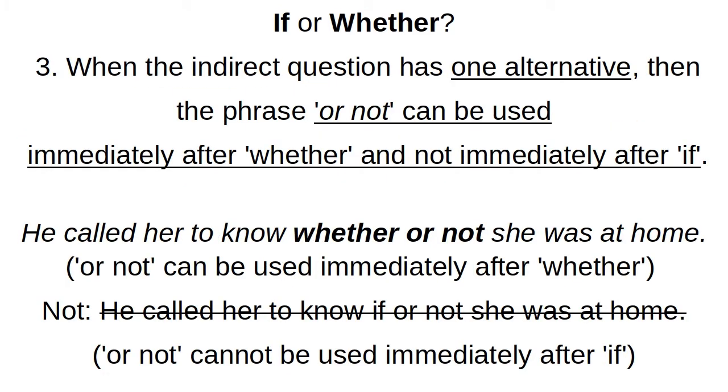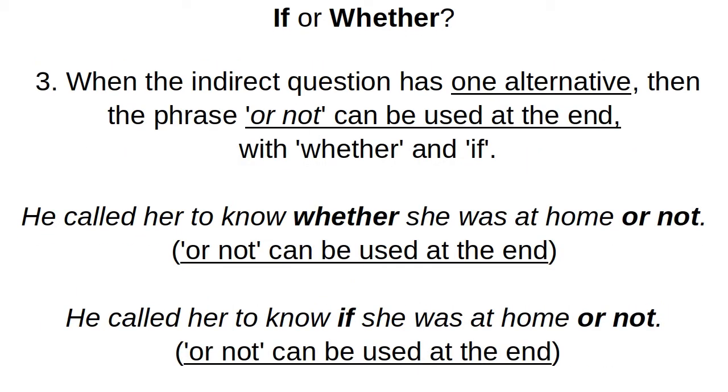Now, if this implied question, this indirect question has a choice, a single choice, has one alternative, then we use the phrase or not. For example, he called her to know whether or not she was at home. We can use the phrase or not immediately after whether, but we cannot use it immediately after if. We can use the phrase or not at the end with if and whether. He called her to know whether or not she was at home. We do not say he called her to know if or not she was at home. Clear? An example at the end would be, he called her to know if she was at home or not.